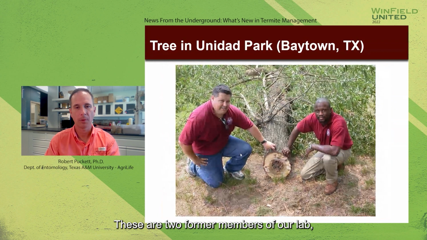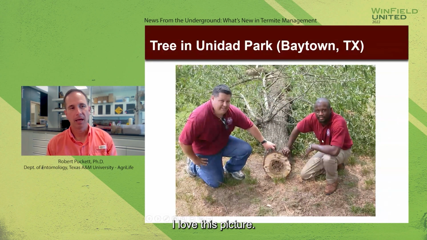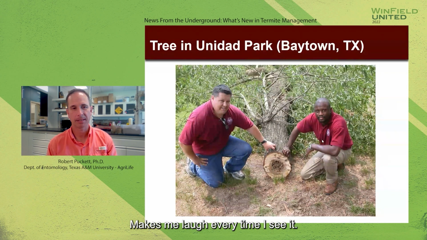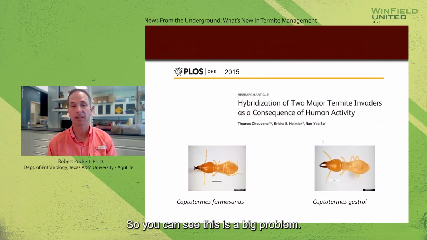These are two former members of our lab, James Austin and Chris Swain. I love this picture. This photograph reminds me of deer hunters that got a big trophy buck, right? Makes me laugh every time I see it. But they were down there on the day those trees were knocked down because of Formosan termites. So you can see this is a big problem.